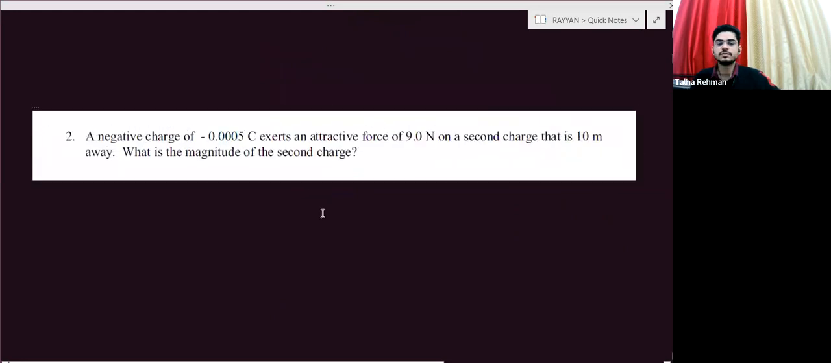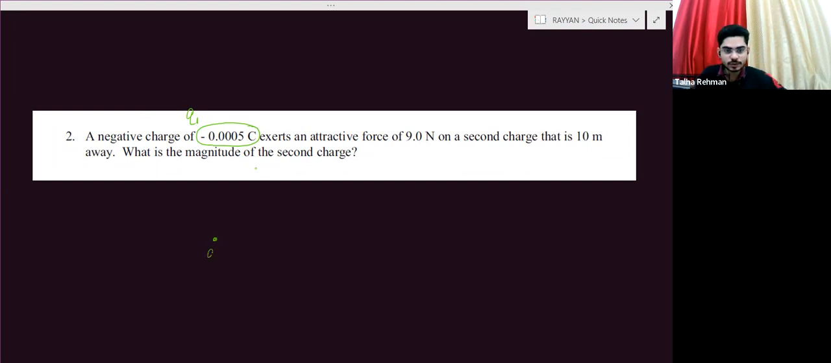This is the next question now. In this question, they are saying a negative charge is given. Suppose this is your Q1 charge, and they are saying that a negative charge of this coulomb exerts an attractive force of 9 Newton on the second charge that is 10 meter away. What is the magnitude of the second charge?